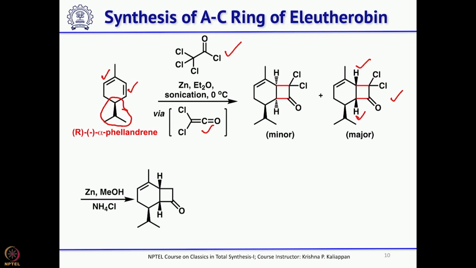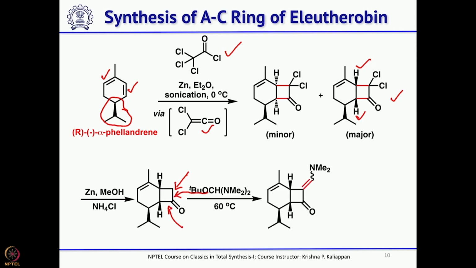Now, we have to open the cyclobutanone ring. Okay. So, one way is to introduce a functional group here and open this cyclobutanone. If you use Baeyer-Villiger oxidation, it will open up here, which is not required. You need to open the cyclobutanone at this place. So, for that it is easy to introduce an aldehyde equivalent. Okay, if you look at this, this is an aldehyde equivalent.